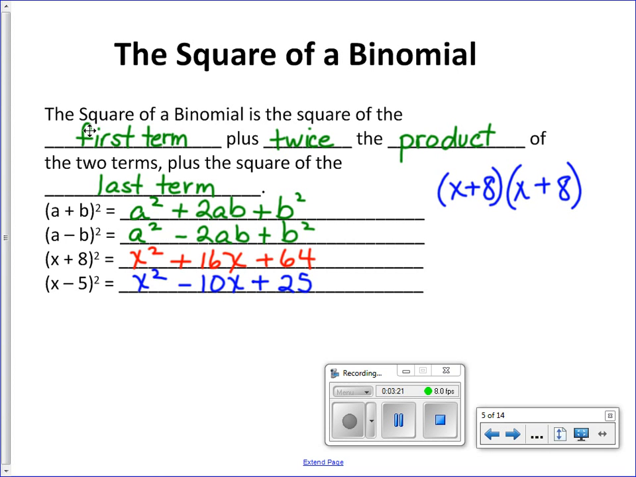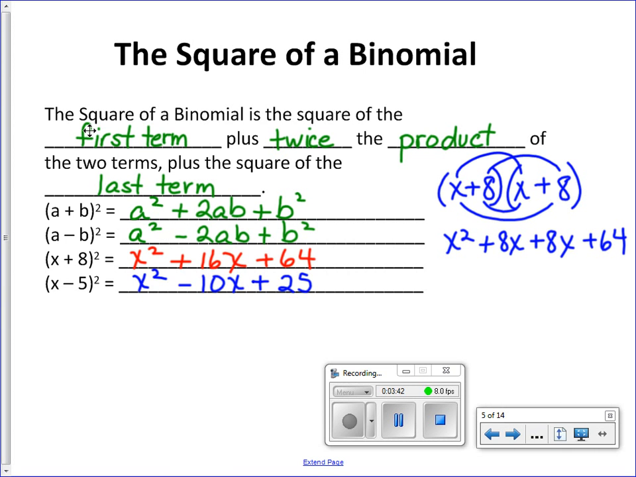All right, so let's say we use FOIL on this. x times x would give x squared. My outer terms, 8 times x would be 8x. My inner terms, 8 times x is 8x. And then my last terms, 8 times 8 is 64.